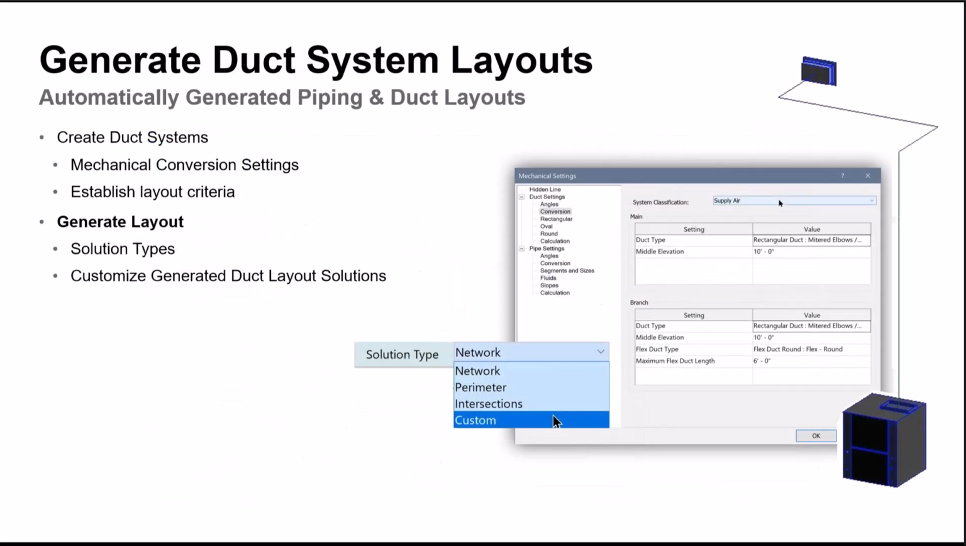Let's move on to the automatically generated duct layouts. Use the Generate Layout tool to create duct or piping layouts and connect system components, even across multiple levels. Revit will generate solutions, and after selecting a solution, you can easily edit the layout to customize it by repositioning or combining layout lines.